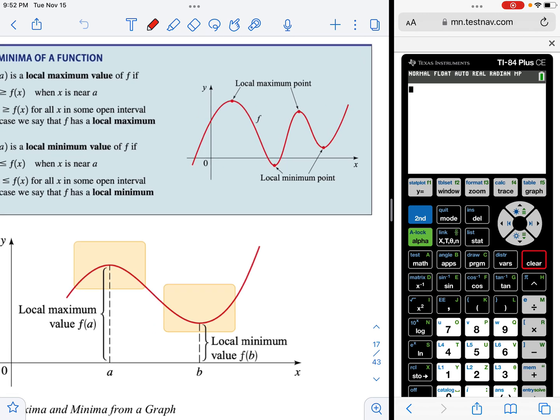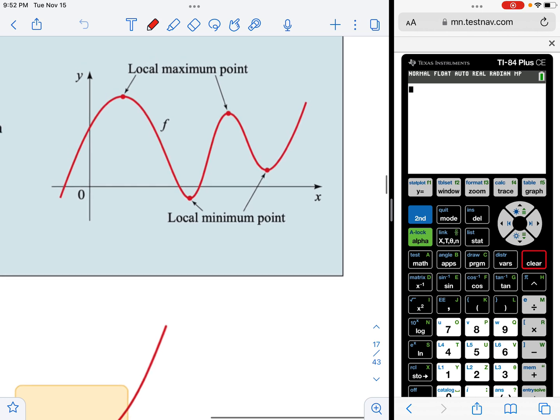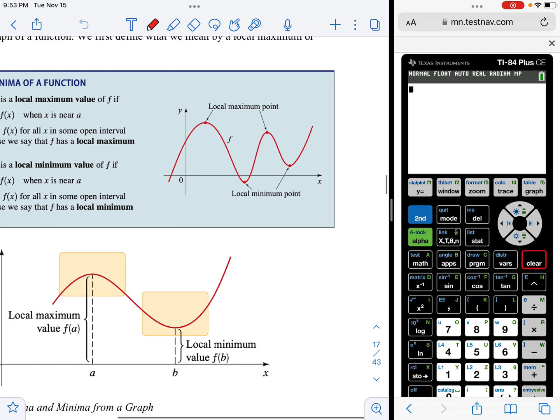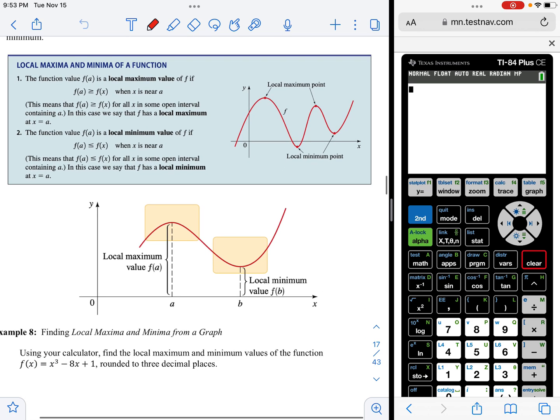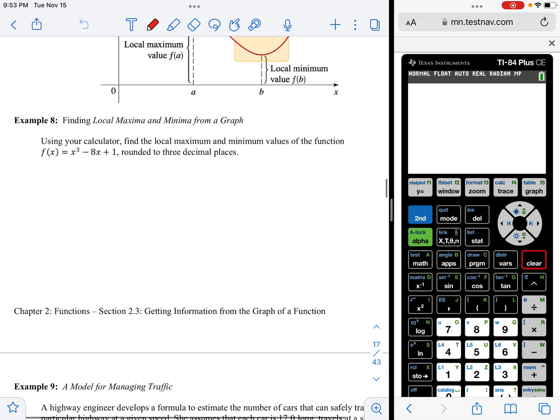So in the picture here, you can see that there are two different spots where local maximums occur, and two different spots where local minimums occur. So we're just going to review on the calculator primarily how to access those. But you can refer to this definition if you want a more formal analysis of it. Let's take a look at example 8.